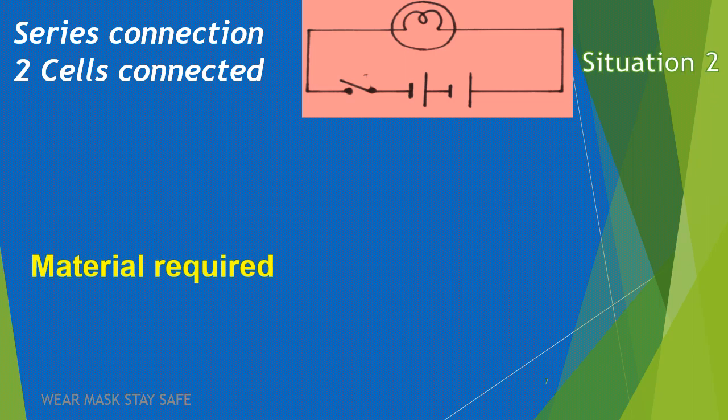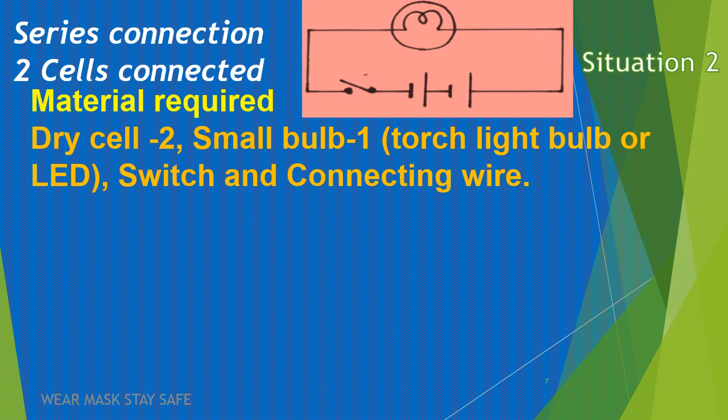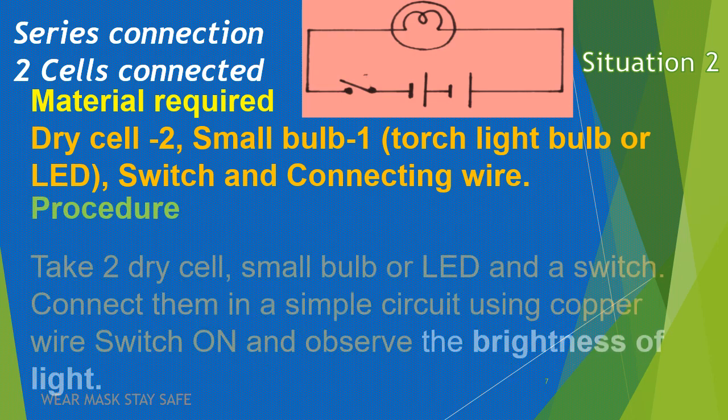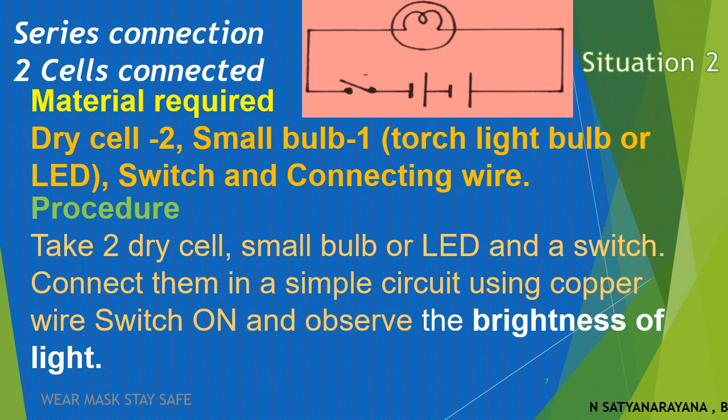When they are connected in situation 2, just see what materials are required. Simply look at the diagram and tell me. Very simple: 2 dry cells, 1 small bulb, a switch and a connecting wire. Let us then connect them with a copper wire. Take 2 cells, a small bulb and a switch, connect them in a simple circuit using a copper wire and switch on the circuit. Then observe the brightness.